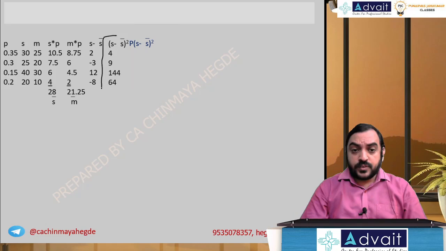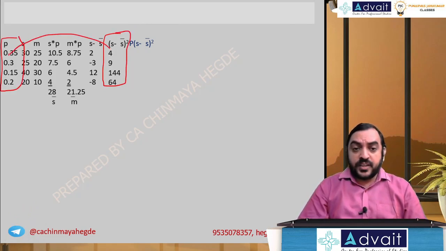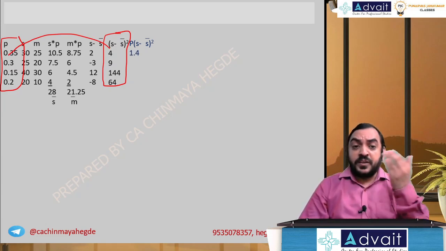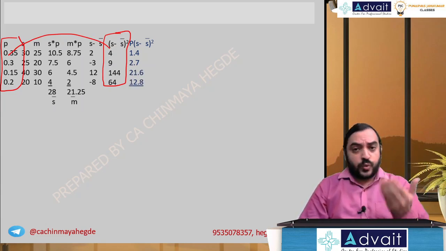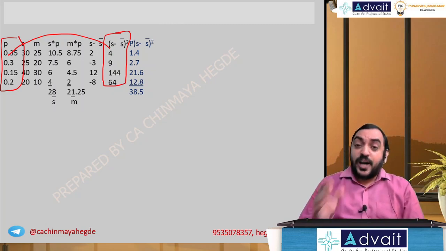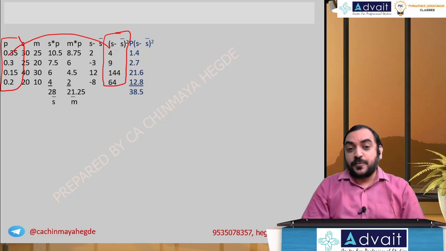So this column, S minus S bar whole square column, multiplied by probability column. 4 into 0.35, 1.4; 9 into 0.3, 2.7; 144 into 0.15, 21.6; 64 into 0.2, 12.8. Total 38.5. It is numeric, it is monotonous, but clerical, can't tell. You have to do it. At least as compared to the derivative chapter and forex chapter, here you know what to do once you know the formula clearly. It's just a manual process.